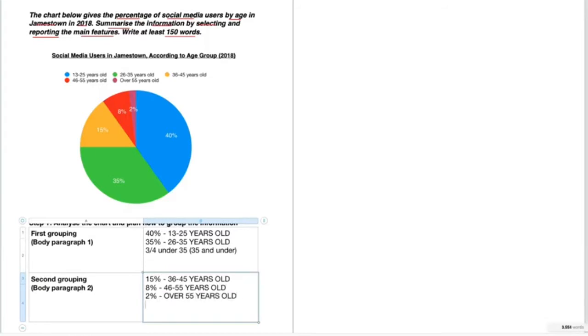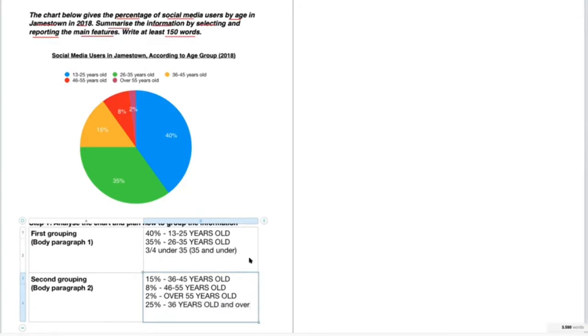So we definitely want to call attention to the fact that a minute 2% of users is over 55 years old. And we also want to note that people aged 36 and over make up 25% of Jamestown's social media users. So I'm going to say 25%, they are 36 years old and over.